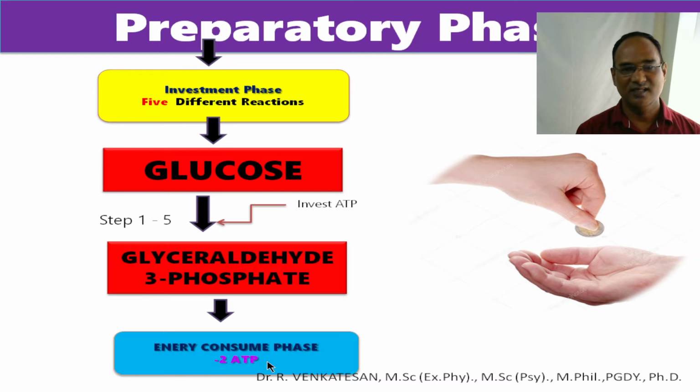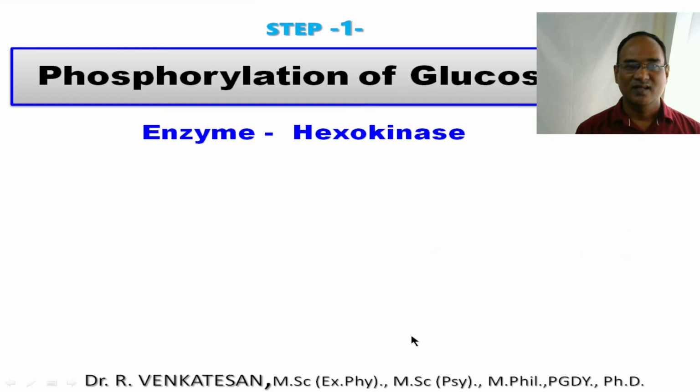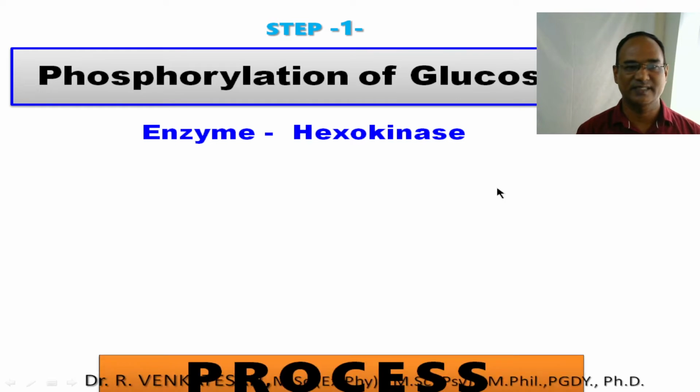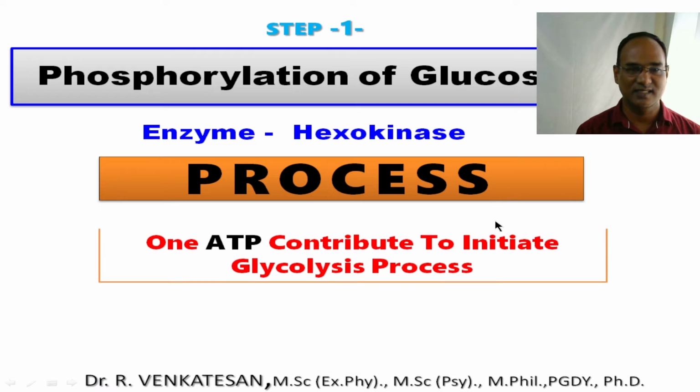And by the end of the 10th stage, you will definitely get a lot of energy, that is, energy molecules per cycle. In this first step, phosphorylation of glucose, glucose adds one more phosphate. For that, there is a coenzyme, hexokinase. So glucose is converted into glucose 6-phosphate. This is the process. Let us discuss.